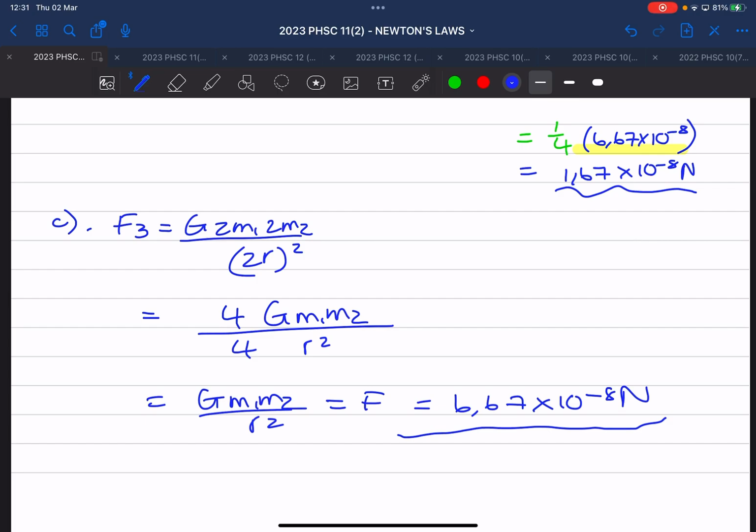Now, if you multiply both masses with 2 and the distance by 2, you should get the same answer. Perfect, fine.